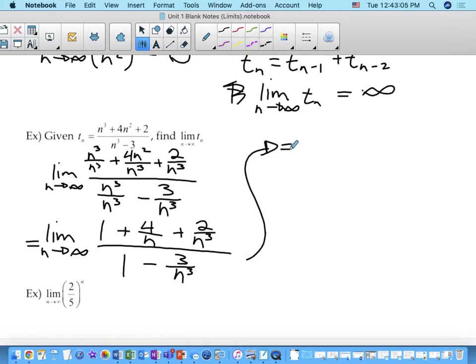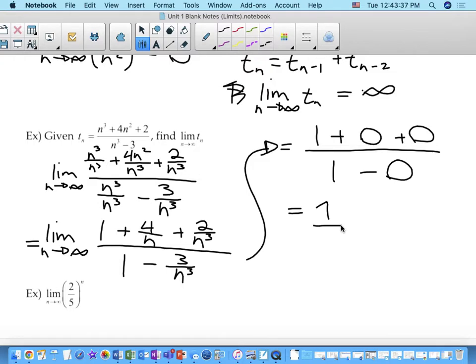And when you plug in infinity in this denominator, what's 4 over infinity? 0. And 2 over infinity cubed? 0. Yeah, and this one is also 0. So this becomes, and if you wanted to, you could add an extra line where you have 4 over infinity, 2 over infinity cubed. I'm going to skip that piece, okay? So we're going to get 1 plus 0 plus 0 over 1 minus 0, which is just 1.